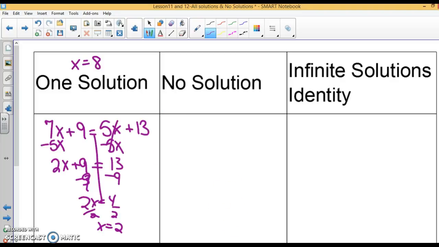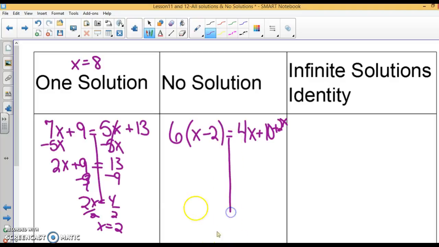All right, now, no solution and infinite solutions, which is the identity, use the exact same method to solve. So if I gave you this problem, times the quantity x minus 2 equals 4x plus 10 plus 2x. Now, when we're solving the equation, the first thing I need to do is simplify both sides.